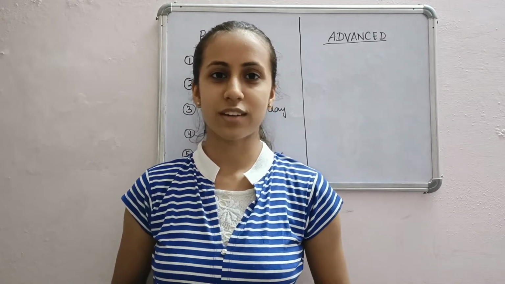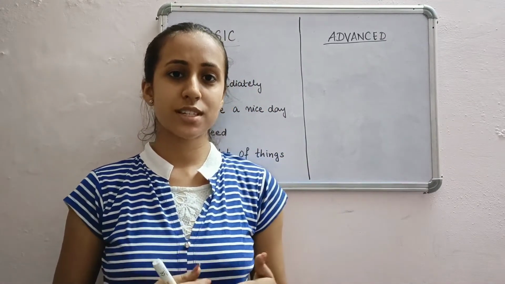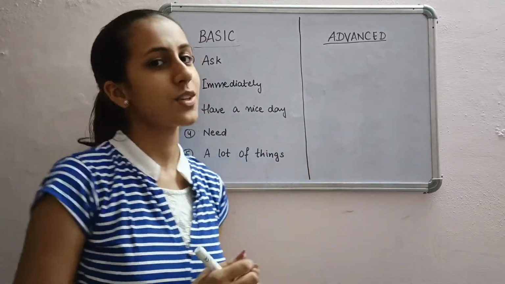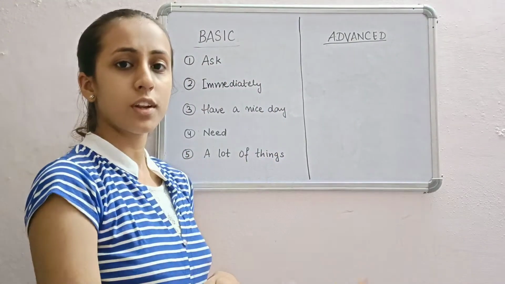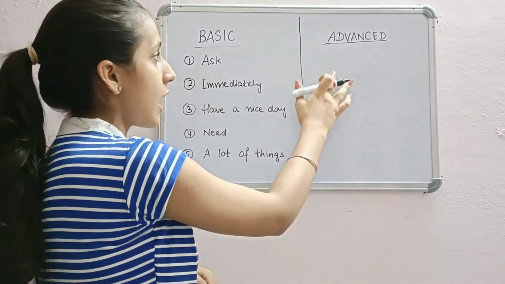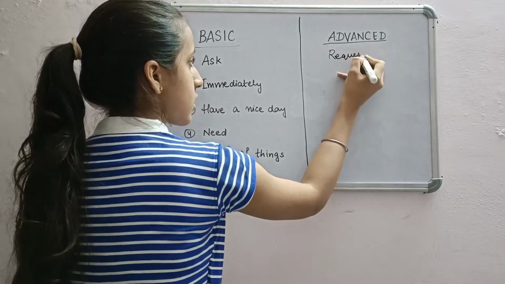Welcome to the YouTube channel, and today we are going to do certain words which have a different saying in basic English versus advanced English. So let's begin. The first word is ask. You can look at my pronunciation, how I say the words. It's ask. And in advanced English we say request.